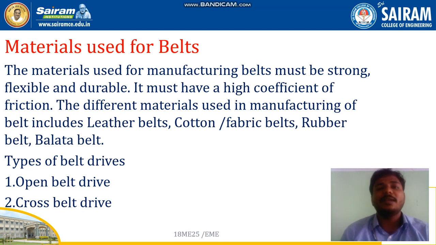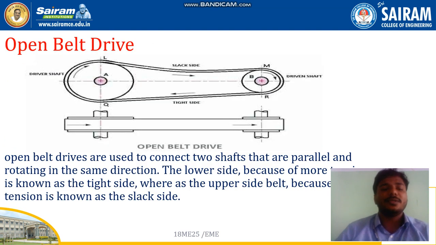Belt drives are further classified into two categories, mainly the open belt drive and the cross belt drive. We will discuss them one by one with a block diagram. First, we are going to discuss the open belt drive. You can see this is what we call the driver shaft and this is the driven shaft.